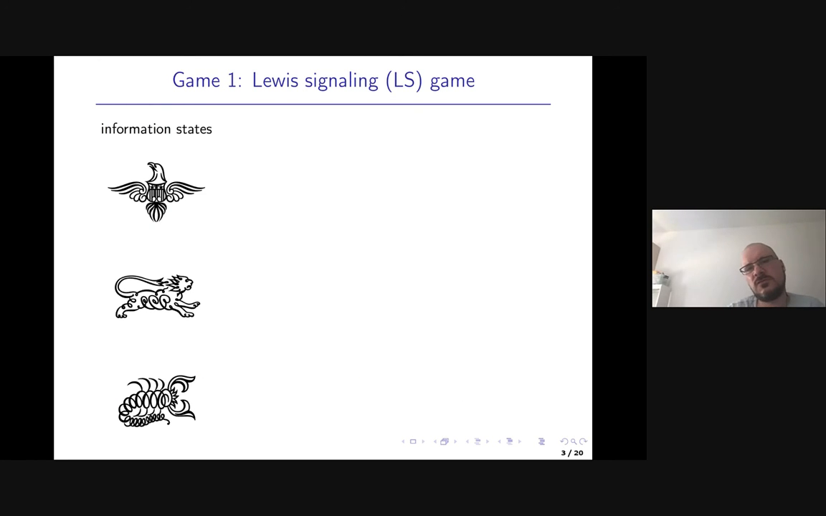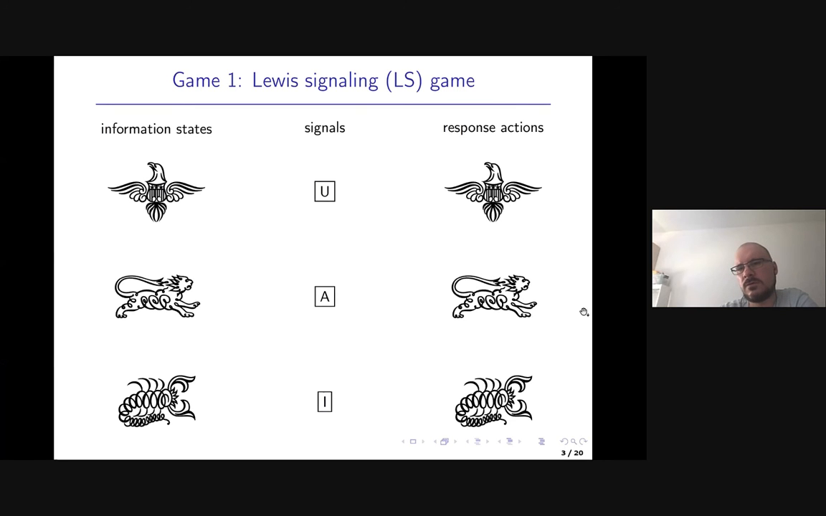Now, let me very shortly introduce the standard Lewis signaling game, where you have information states, which are private information to the sender. For example, here you would have three different information states. In this case, they are distinct entities. Of course, you can also have a dimension or a spectrum of a specific entity, but here we have different kinds of entities, like a set, with three items, so to speak: an eagle, a lion, and a scorpion, for example. And then we have different signals that the sender can send to a receiver. And then the receiver can choose response actions, and in this very simple model, we have response actions that perfectly fit the information states.